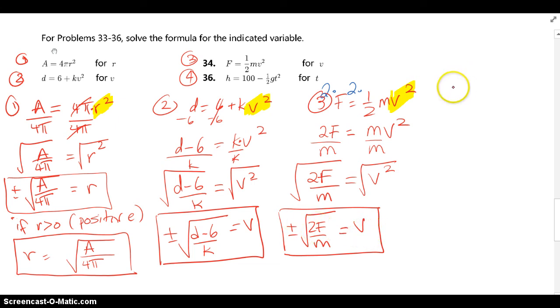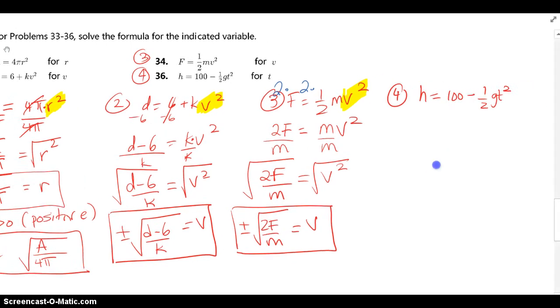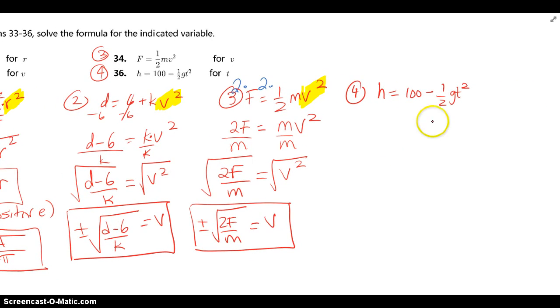Last one, let's see if we can fit it here. I have h equals 100 minus half gt squared. So it's going to be hard to see. Let's move it over a little bit. There we go. So I have definitely a fraction. I want to get rid of that.